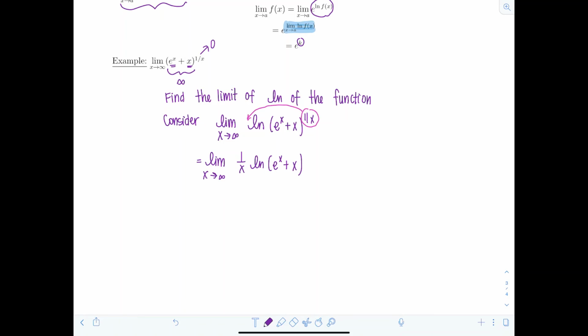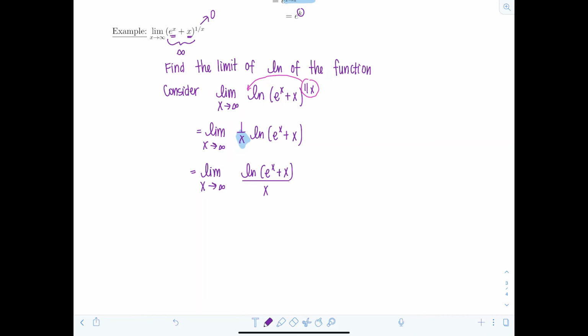All right, now remember, my goal is to try to be able to use L'Hopital's rule. So I need an indeterminate quotient. I need 0 over 0 or infinity over infinity. And this little x, he's just asking to be put in the denominator, isn't he? So I'm going to rewrite this as the limit as x goes to infinity of the natural log of (e to the x plus x) over x. Now let's see. Am I allowed to use L'Hopital's rule from here?